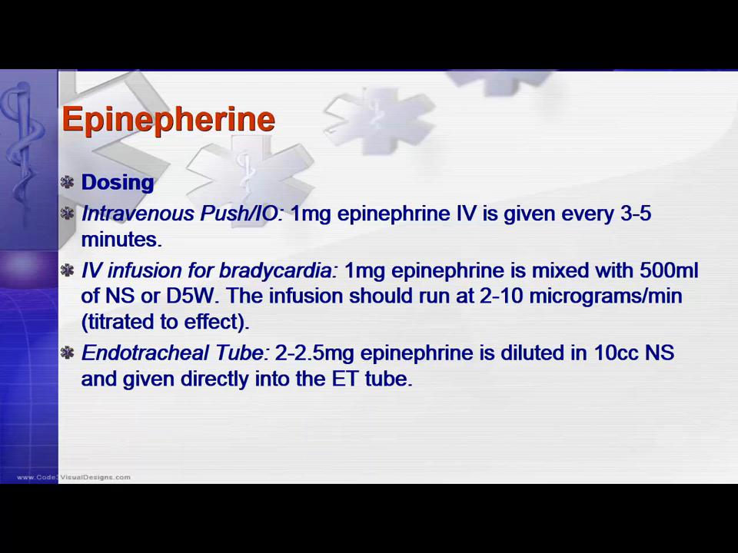So this is the easiest one to remember. 1 milligram of a 1 to 10,000 every 3 to 5 minutes for cardiac arrest. For IV infusion for bradycardia, 1 milligram of epi is mixed with 500 milliliters of normal saline or D5W, and it should be titrated to effect. Or ET, we're going to double our dosage, 2 to 2.5 milligrams diluted in 10 cc's.